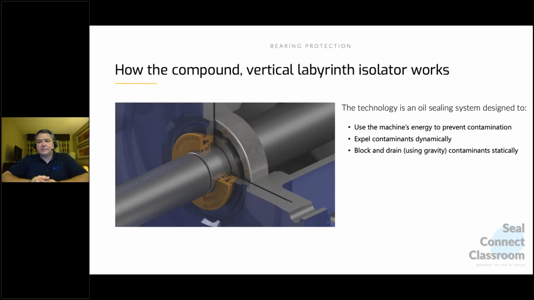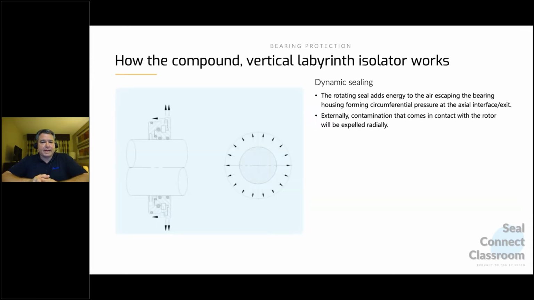The next slide is going to be how things work dynamically. Compound labyrinth seals will, as the outside rotor is spinning 360 degrees around the circumference of the seal, expel contaminants. So anything trying to get in, you're adding energy to it, and you're allowing the machine to vent. The air is escaping through the seal and it's pushing everything out. So dynamically, that's how they work.